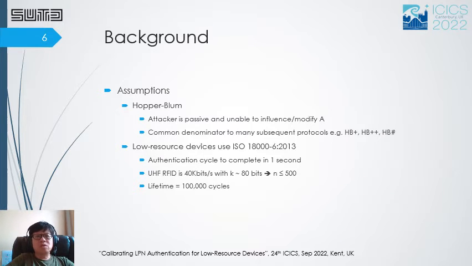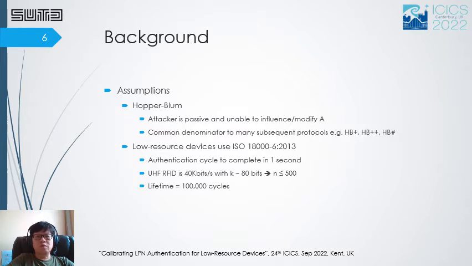So HB is secure only if challenge A cannot be manipulated by an active attacker. There are many subsequent proposals to HB to address this weakness, such as HB+, HB++, HB-hex, but we are working on HB in this paper as it is the common denominator.